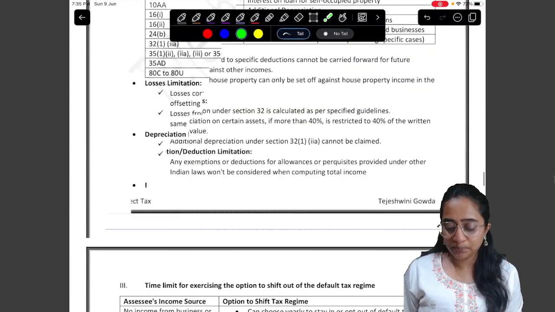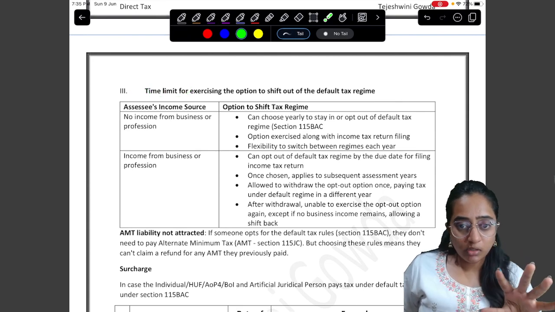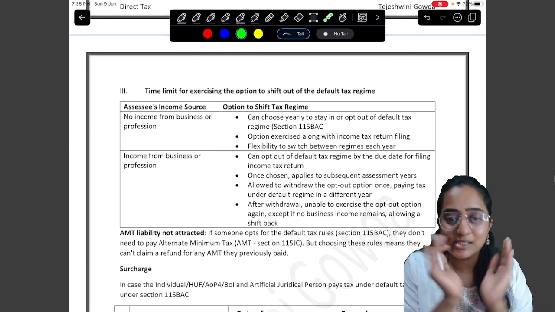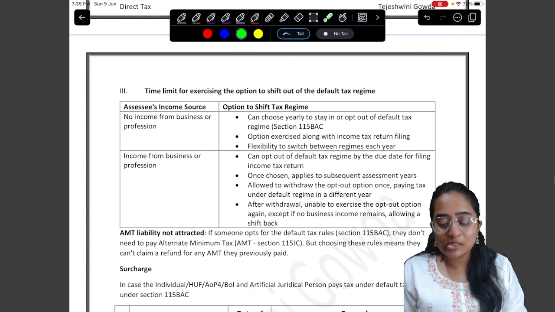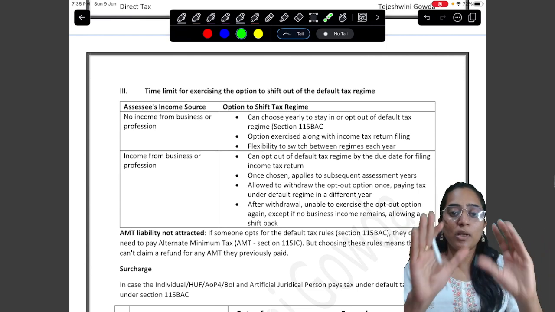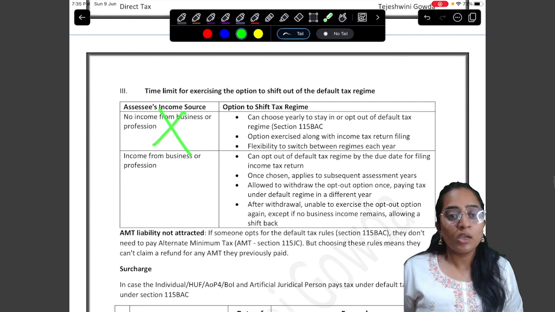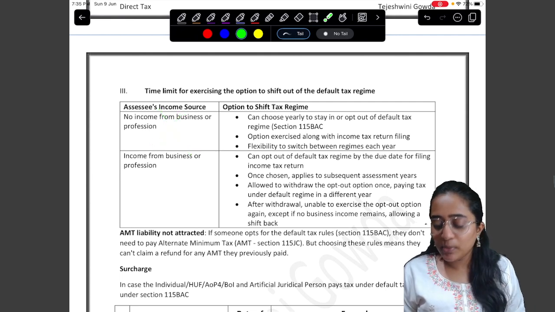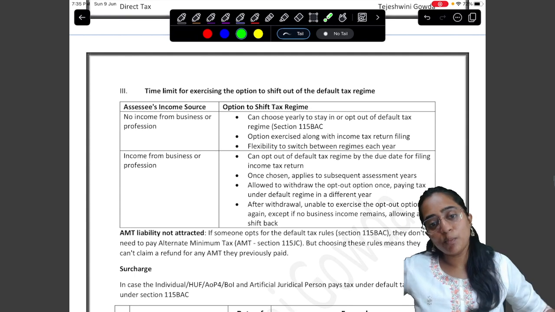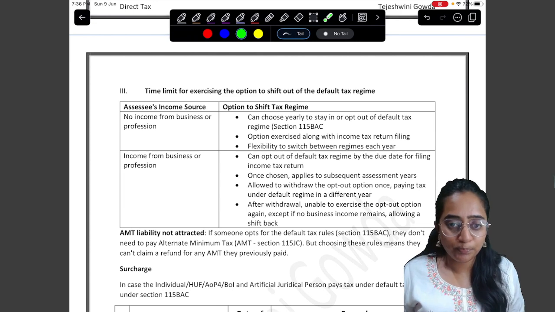Simple. Now let's try to understand the time limit. It is given to individual, HUF, AOP, BOI, AJP. If you are coming under these eligible categories and you have no business income at all, let's consider you are an individual employee going for work and coming back home, not doing any business as such, then there's flexibility for you to switch. You can opt in this year, opt out next year, opt in some other year, opt out some other year. That flexibility depends on you.